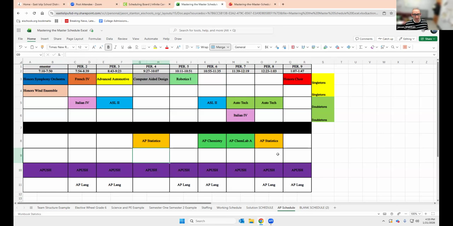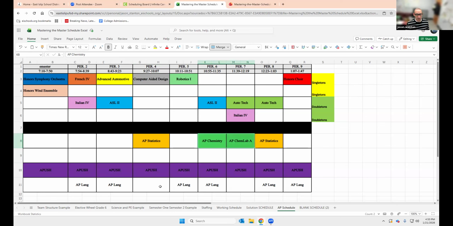I was specific with my doubletons, though, to make sure that if kids want computer-aided design and AP Stats, they can go here. And if they wanted Autoshop, they could go here. And I have a singleton chem lab, which again, I put over my doubletons to make sure that these kids could get their courses here or over here. So it's just a quick example of that.